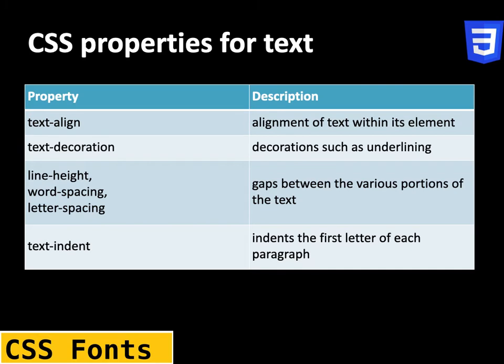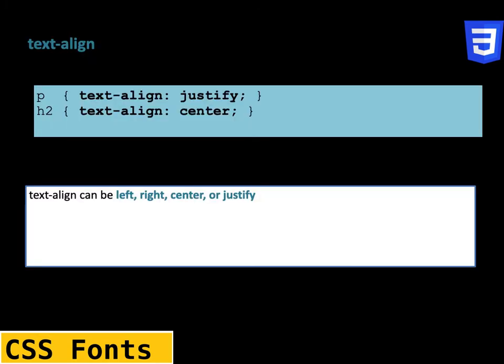Now we will see some of the examples here. See, P followed by text-align justify and H2 text-align center. Two style specifications, one for the paragraph selector and the other for the H2 selector, are specified here. So text-align can be left, right, center or justify. Here for paragraph we have used the value justify, and for heading tag H2 we have used center.